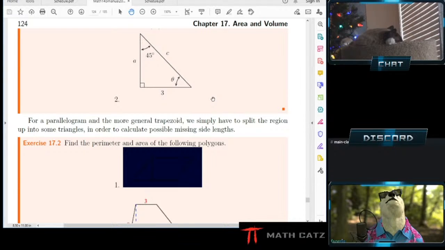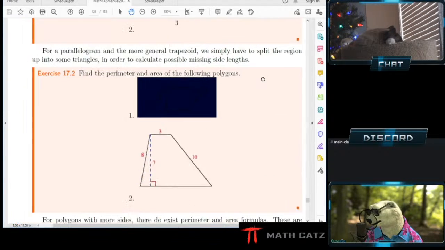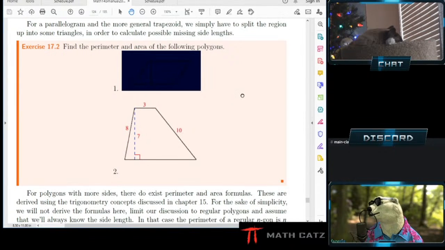If you're not sure, give it a shot. Show me how far you got, and let me know. But I'm pretty sure, based on what we've done before and our trigonometry chapter, we can handle that, and we should. So let's go to something maybe a touch more interesting.